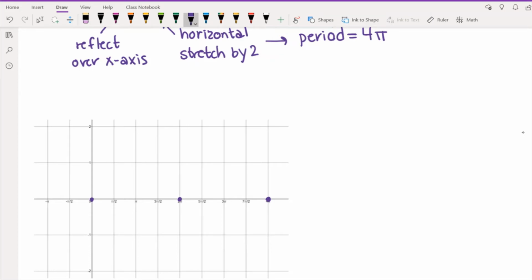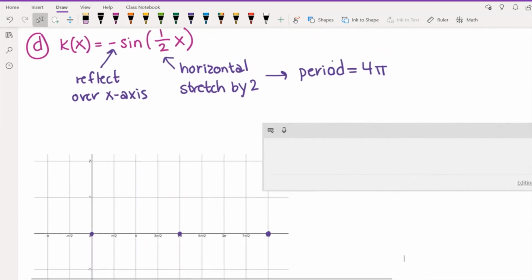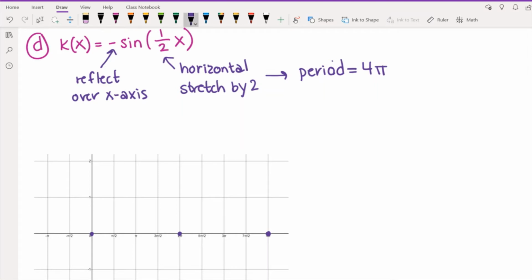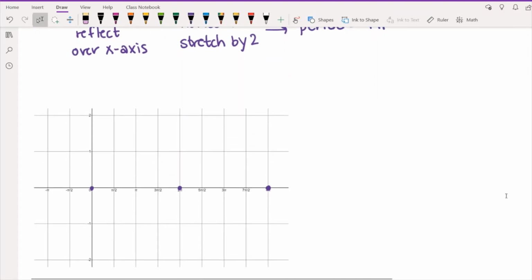And now we have to start thinking about those peaks and valleys and where those are going to happen. So we want to check, first of all, is there any kind of vertical stretch? And there isn't, right? So the amplitude is still 1. The graph is still going to go to a maximum height of 1 and a minimum height of -1. The other thing we need to think about is the shape. So has it been reflected? And it has. And so what that means is that instead of going first up and then down, it's going to first go down and then up. And so halfway between 0 and 2 pi, we're going to have our minimum. And then halfway between 2 pi and 4 pi, we're going to have our maximum. And so the graph ends up looking like this.